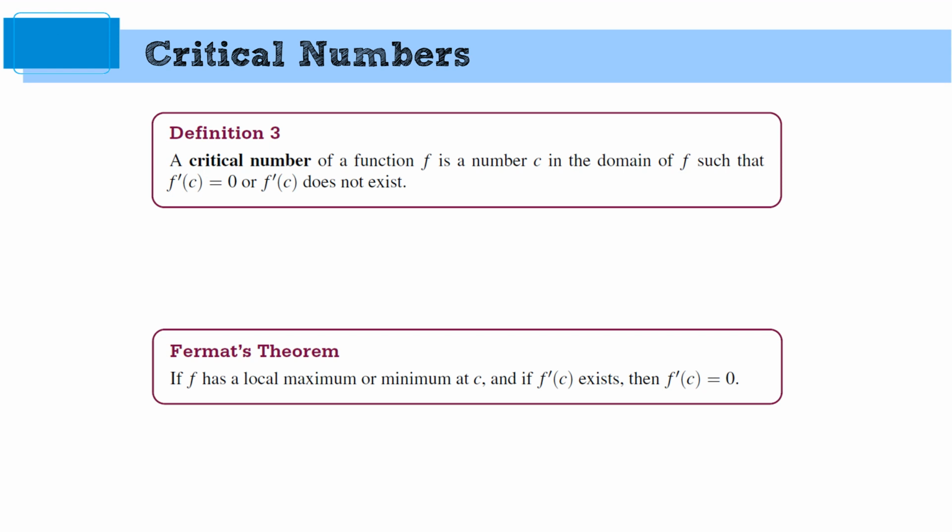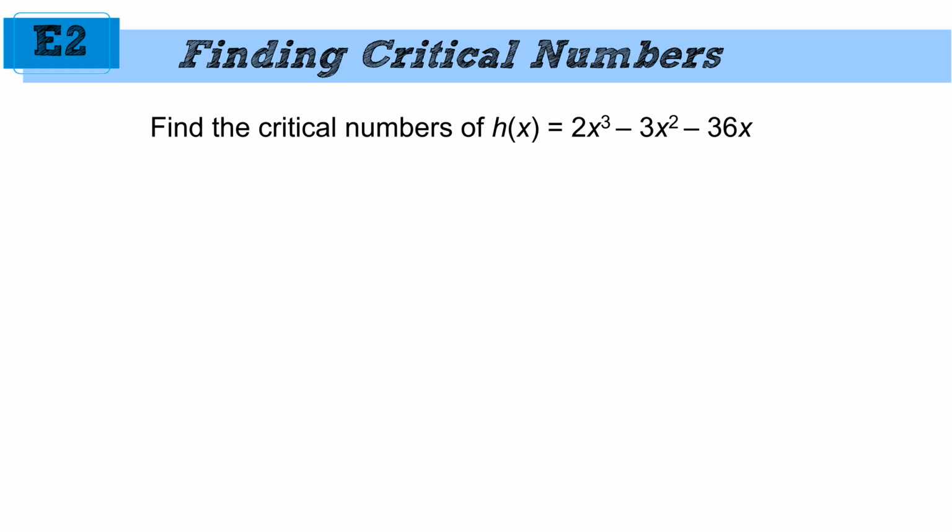Critical numbers are where the derivative is equal to 0 or does not exist. If it's a local max or min, then it must also be where the derivative is equal to 0 or does not exist. Okay, find the critical numbers for that cubic, please.